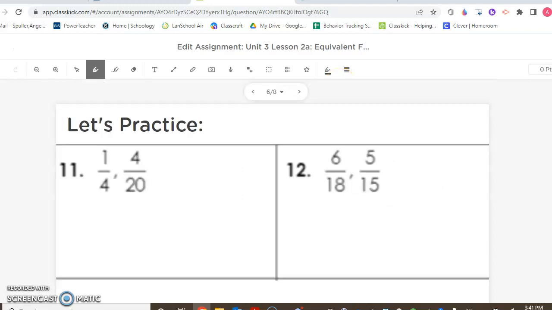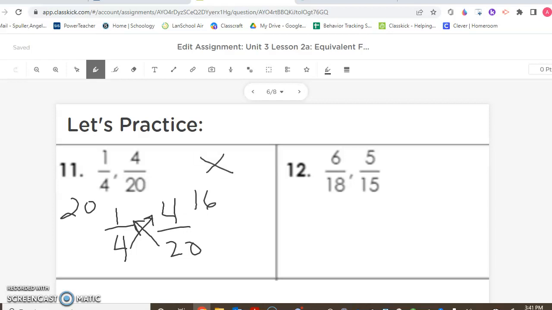All right, let's try this one. I'm going to try it my way. So 1 over 4 and 4 over 20. Let's see. If I multiply across, 1 times 20 is 20. I multiply across 4 times 4 is 16. They're not equivalent.